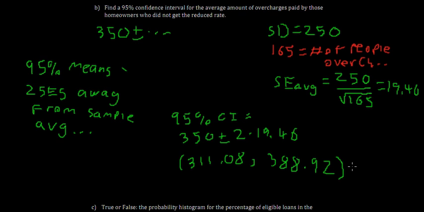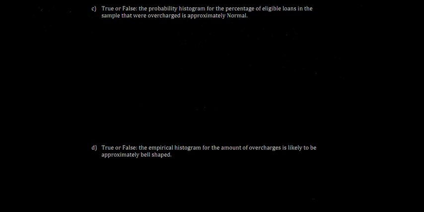So this guy in the middle, this is our SE. We go out 2 SEs, that's 95%. Next part of the question is just a true or false. It says the probability histogram for the percentage of eligible loans in the sample that were overcharged is approximately normal. For the percentage of loans that were overcharged.